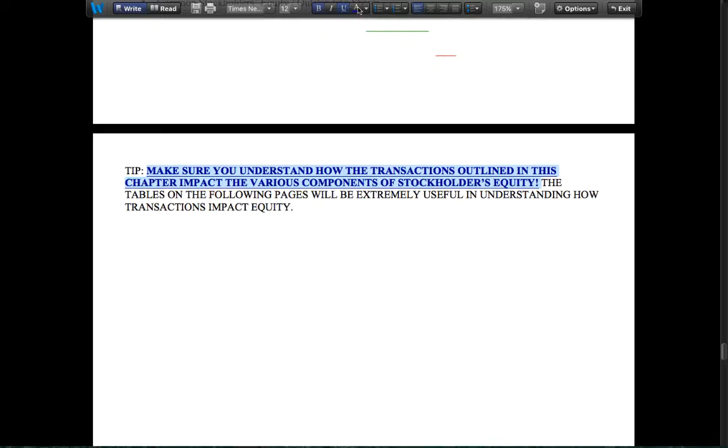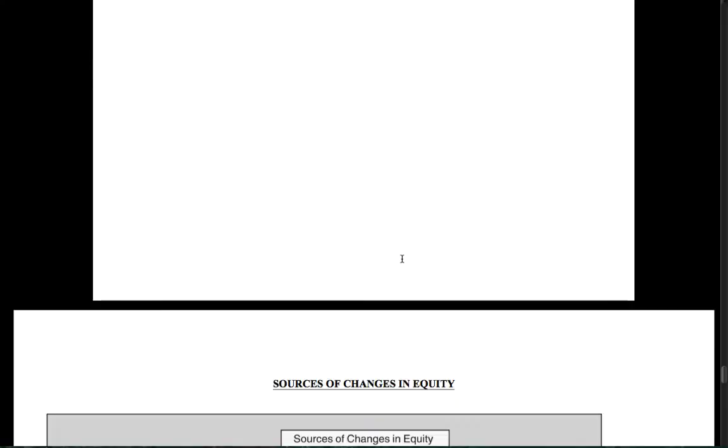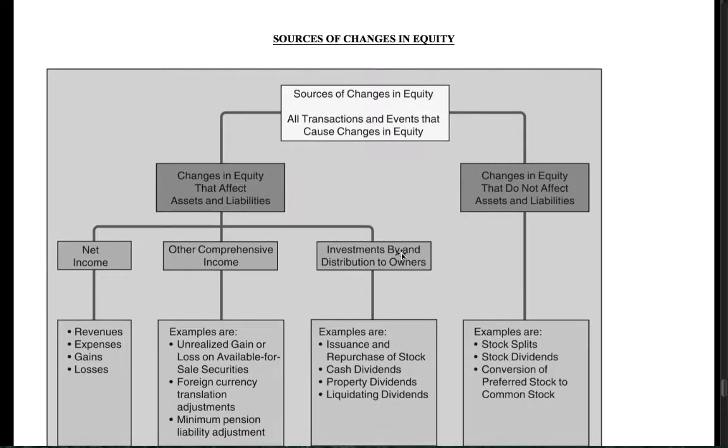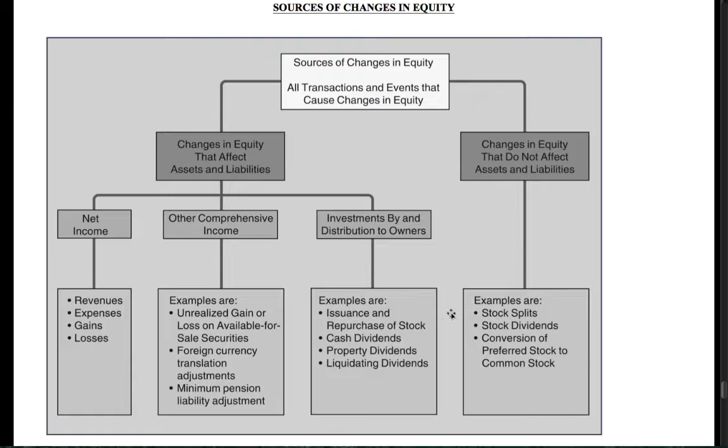When we issue new stock, what increases, what decreases? When we have a dividend, what increases and what decreases? Making sure you understand that is extremely important. On the next few pages of your lecture note packet, I've included a few illustrations that just show you. First one is the sources of change in equity. So this just shows you what changes for these type of transactions.